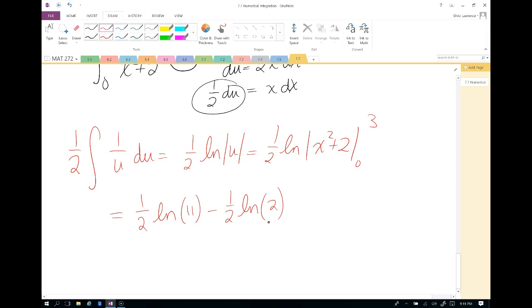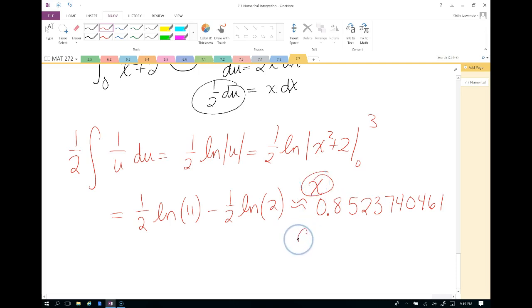Well, no wonder we couldn't get a fraction, because this value is nowhere near a fraction. It's got logs in it. So let's see what the calculator has to say about this. So when I type this into the calculator, I'm getting 0.8523740461. This is our x. This is our exact value.